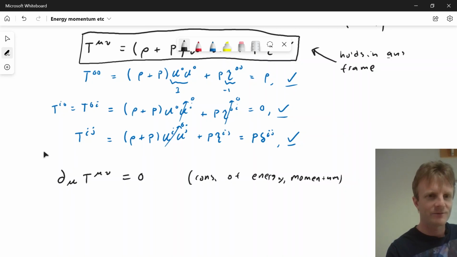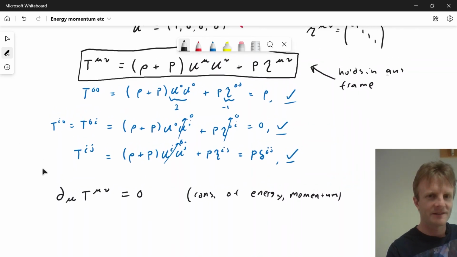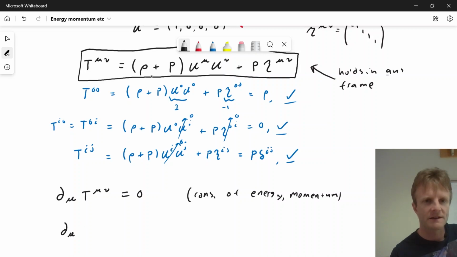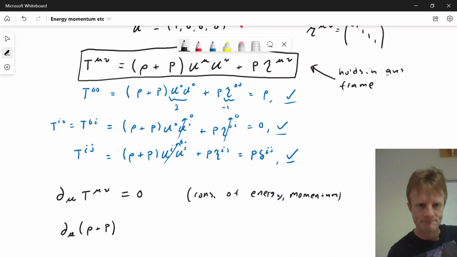So let's just start computing. Let's see what we've got here. So del mu, I'm going to plug into T mu nu, so I'm going to have some terms. I'm going to have del mu acting on rho plus P times u mu u nu. So the convention is that the derivative acts on just the thing to the right of it. So here the derivative is not acting on u mu u nu.